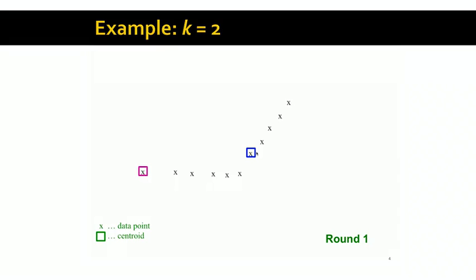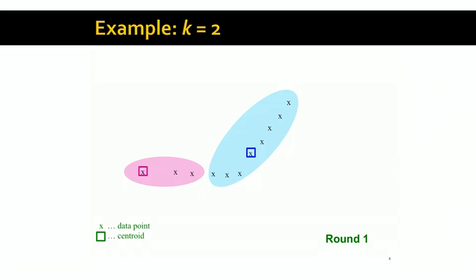And when I go through all the data points and do this, here's the clustering that I end up with. These 2 points here end up in the pink cluster, and this set of points are closer to the blue point here, and so they end up in the blue cluster. So that's round 1 of k-means clustering.